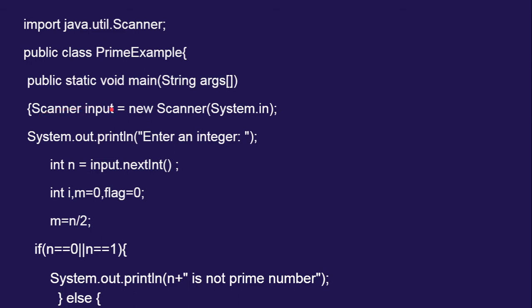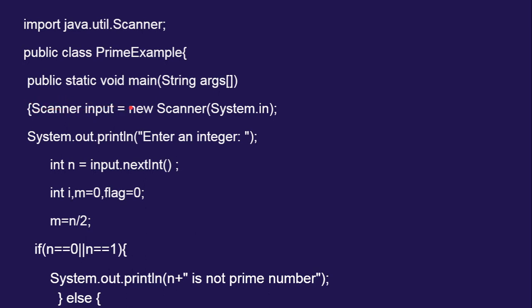Scanner input = new Scanner(System.in). Listen to this line carefully. Here Scanner is the class and input is the object. Now we are going to create a new object for the Scanner class. That is done by new. New is an operator which is going to create an object input for the class Scanner. Generally, when a class name is followed by a variable name, it refers to an object: class name, then object name. So this will instantiate an object for the class.